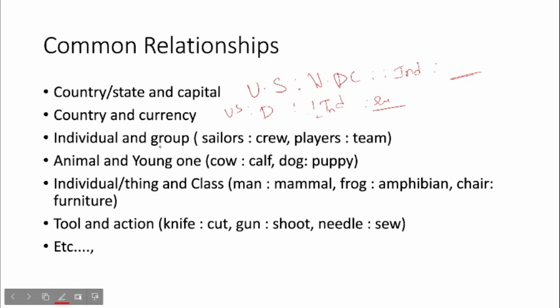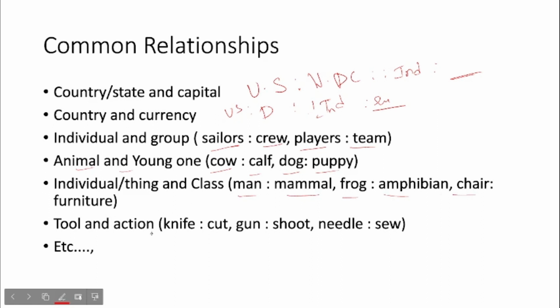Again, individual and groups, like sailors. A sailor is a single person, but a group of sailors is called a crew. A group of players is called a team. Similarly, animal and their young ones: a baby cow is called a calf, a baby dog is called a puppy. Individual thing and class: man belongs to mammal, frog is an amphibian, chair is furniture.